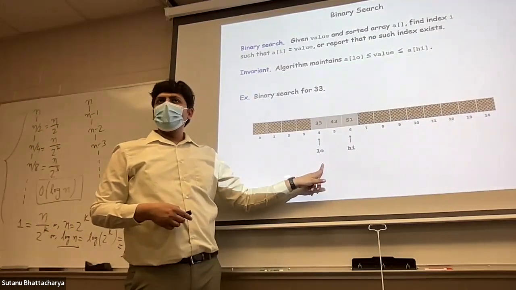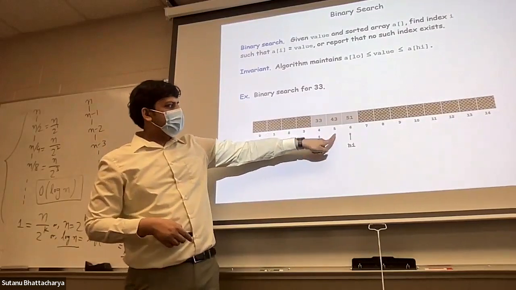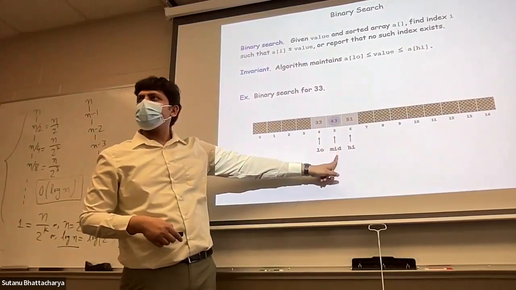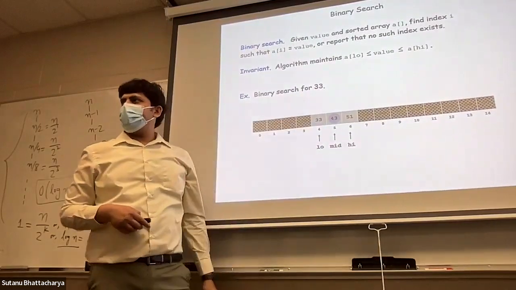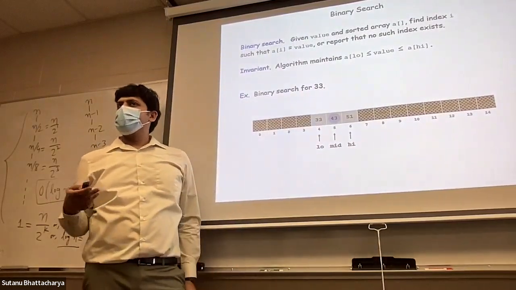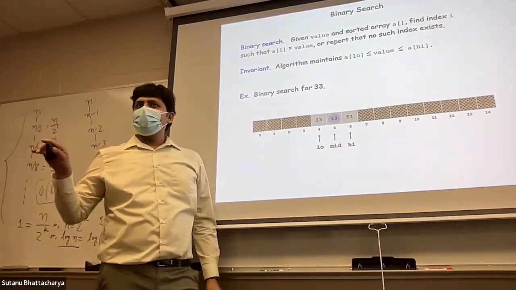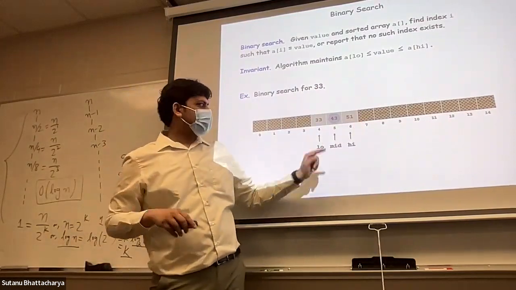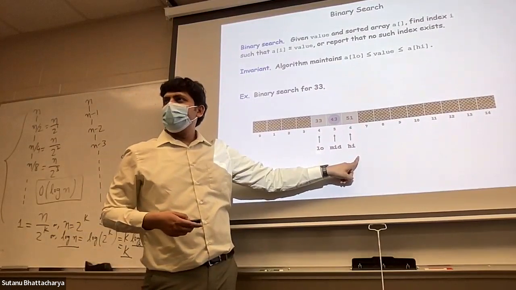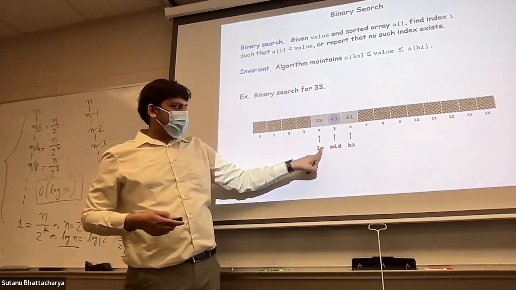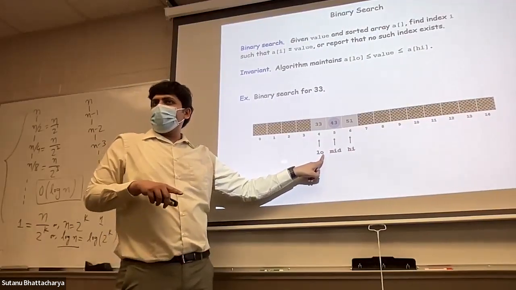Okay. Again, repeat the same process. Calculate the mid. So the new mid would be this one. And compare the mid element: 43 is larger than 33. So what does that mean? You will discard which part? Right side. So how can we discard that? Change high to mid - 1.